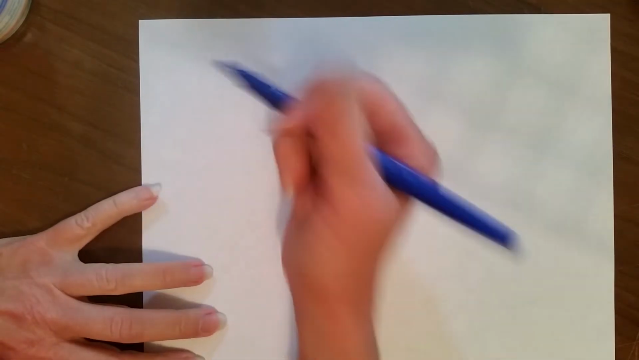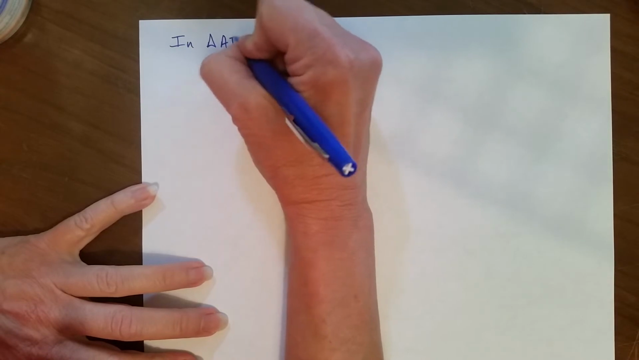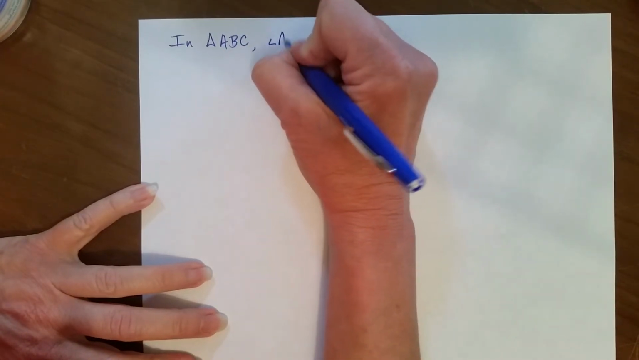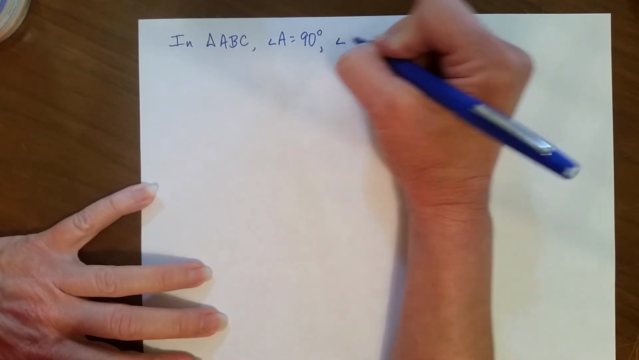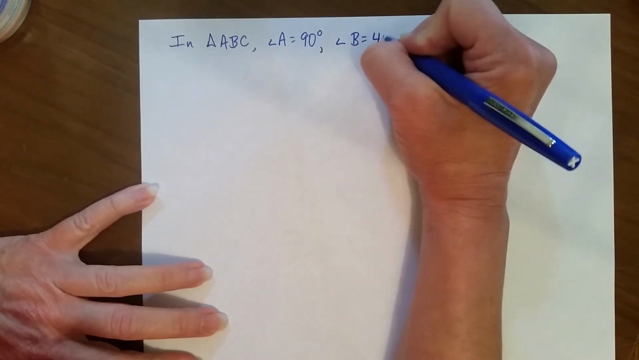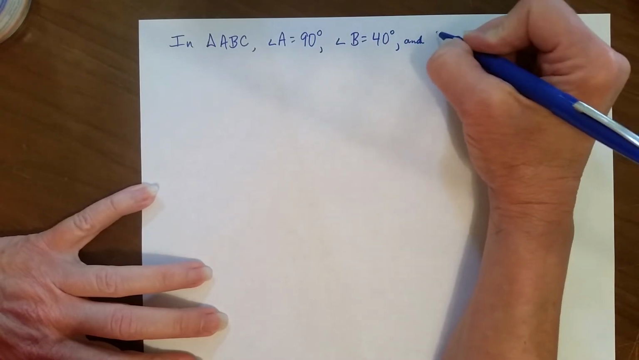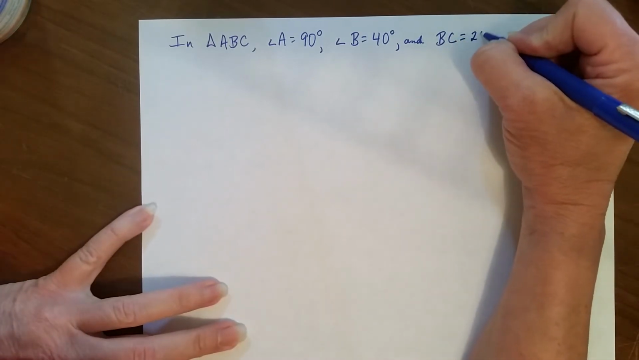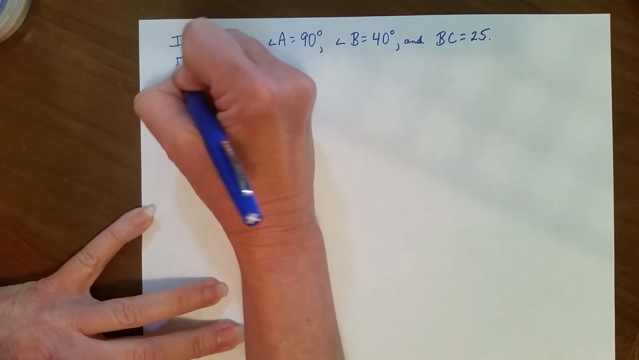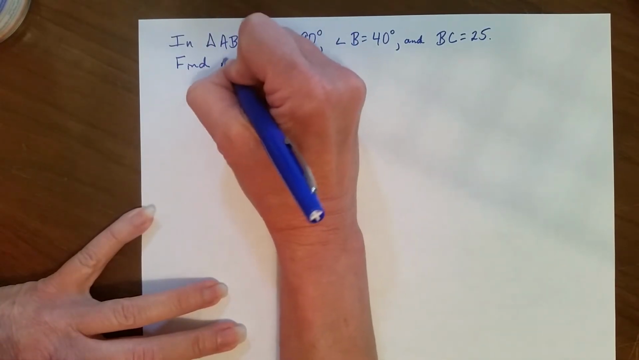Okay, here's the one I'm going to pull up. In triangle ABC, angle A is 90 degrees. Angle B is 40 degrees. And BC equals 25. Find AB.